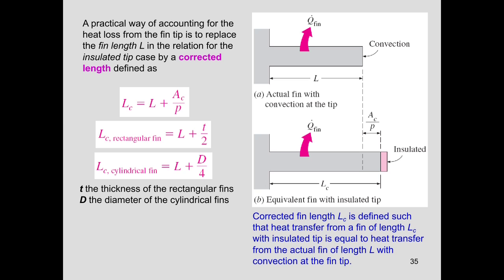For a rectangular fin, the corrected length Lc is equal to the total length plus t/2, where t is the thickness of the rectangular fin, and for cylindrical fins the corrected length is L + D/4, where D is the diameter of the cylindrical fin. So it is a simple way to find the heat transfer rate by using the insulated fin tip condition. For that we use a corrected fin length.